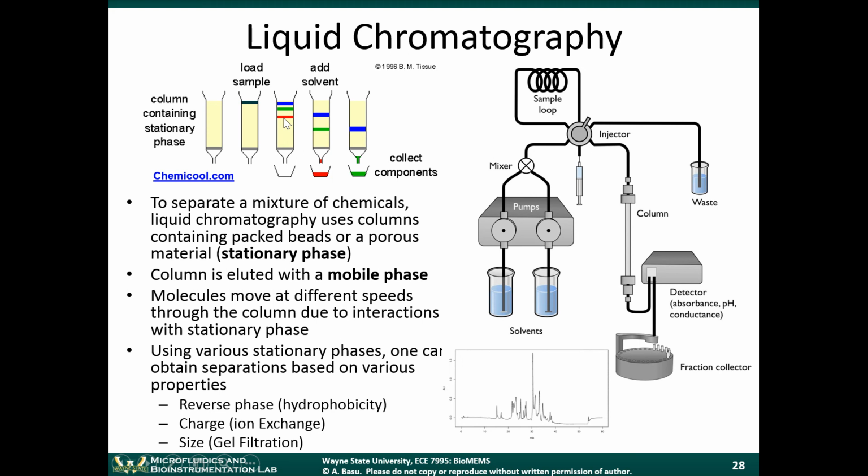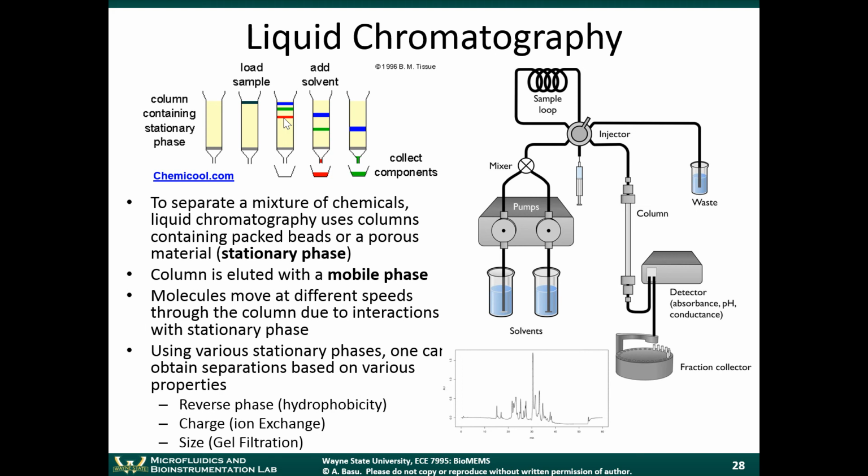A stationary phase could be a column of packed beads, small spheres that are packed into the column. And those spheres may retain, for example, one type of molecule. This separation is called reverse phase chromatography. Reverse phase chromatography retains hydrophobic components more than hydrophilic ones. So if you have hydrophobic proteins, they will go through the column slower than the hydrophilic proteins. So chromatography allows you to separate based on the hydrophilicity of the proteins in this case.